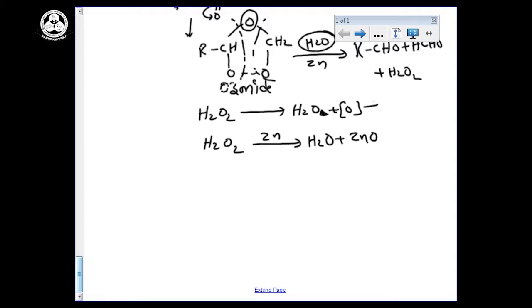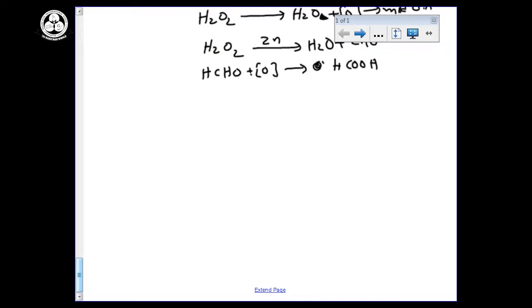H2O2 is a mild oxidizing agent. Because of the mild oxidizing agent, it oxidizes formaldehyde into acid. HCHO on oxidation gives acid, HCOOH. So we must have an oxidizing agent. See, simply how in ozonolysis we can identify the product without the mechanism.